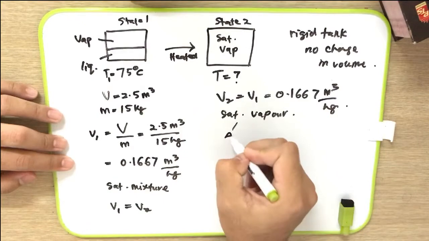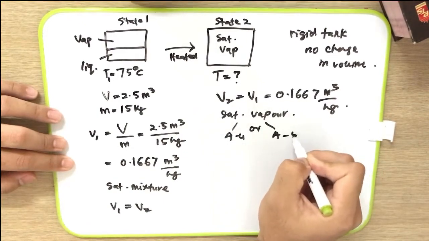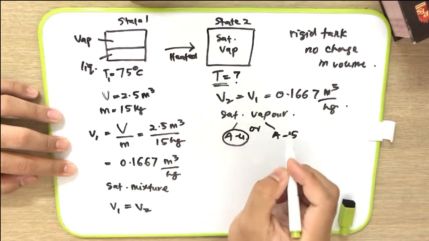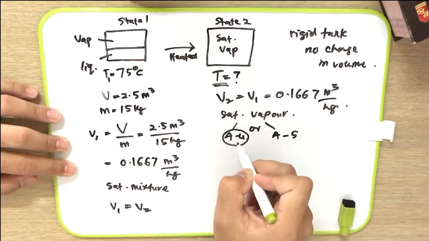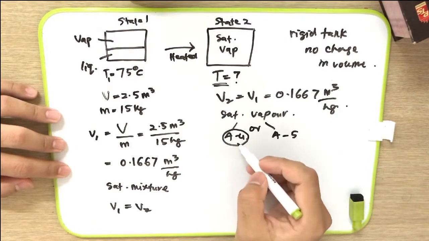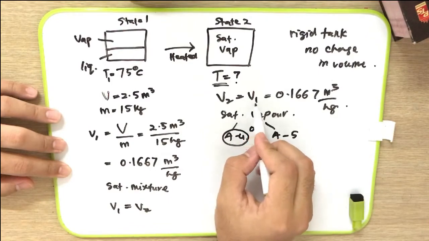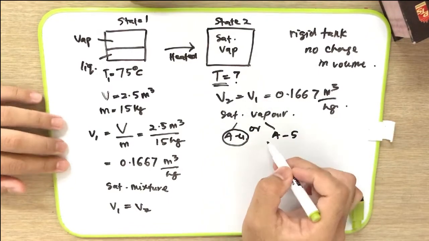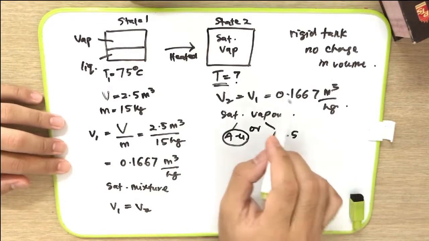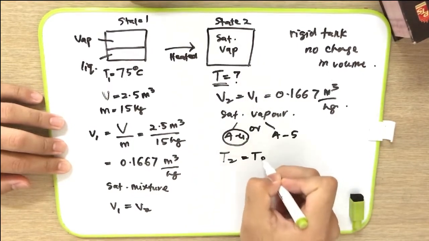It is either table A4 or table A5. Because we want to find the temperature, it is better for us to use table A4, because table A4 is temperature based. From table A4, one of the info that we can get is volume. We already have the volume here, which is 0.1667. Because it is a saturated table, we can find the T from T saturated.